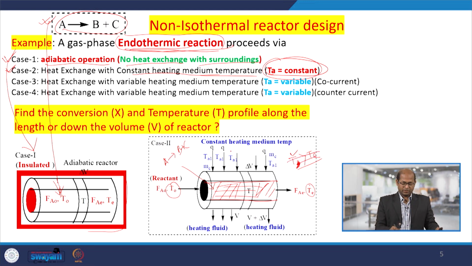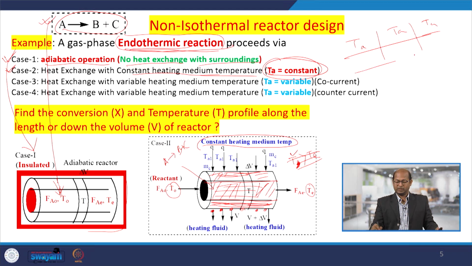Here is the constant heating medium that we are maintaining on the outer surface of the reactor. At these particular locations we are maintaining an isothermal temperature, meaning constant heat supply. If you measure the temperature at any point here, everywhere the Ta would be the same.